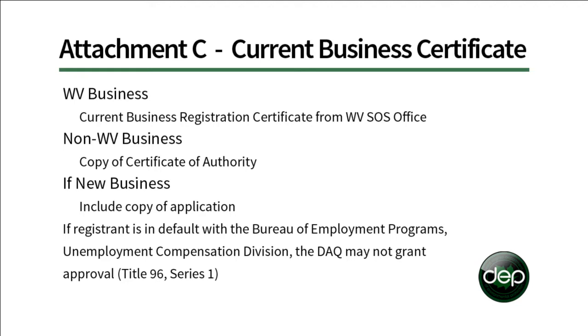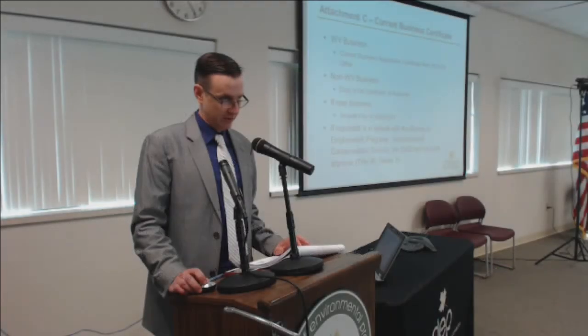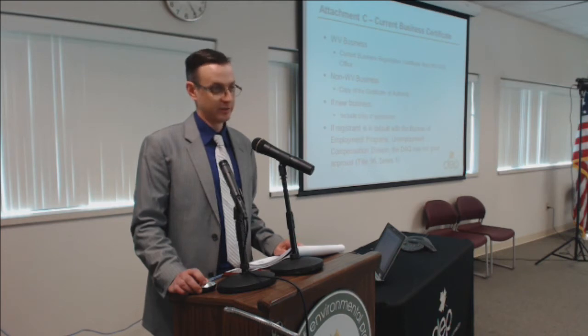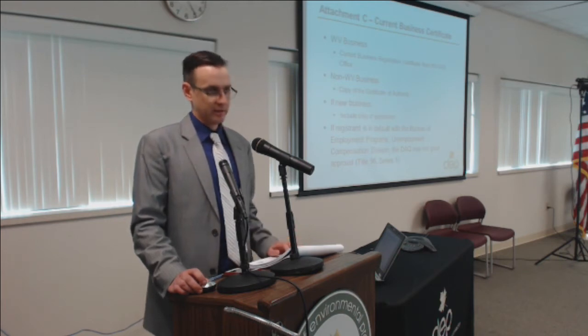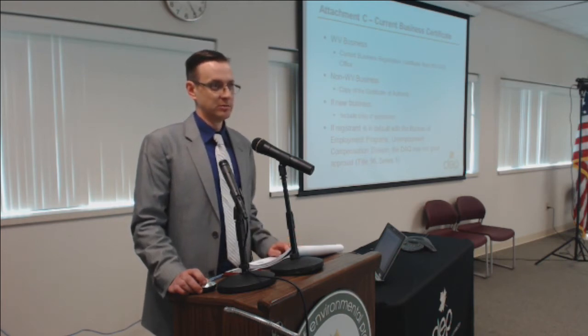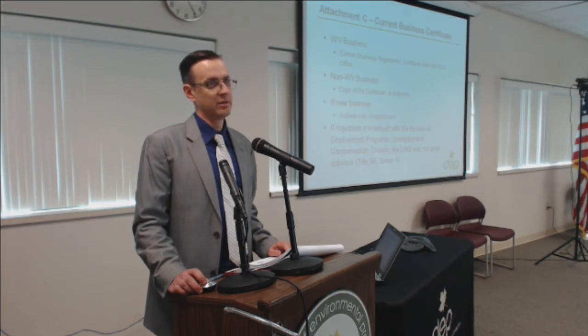And anytime we get an application, during the review, one of the things that we look at is whether or not you're in default with unemployment or workers' comp. If you are in default of unemployment or workers' comp, we cannot issue a permit or registration to you, and that's in Title 96 Series 1 state rule. So we do check those things. If you're in default, you'll get a phone call that says, we can't issue this until you get this straightened out.